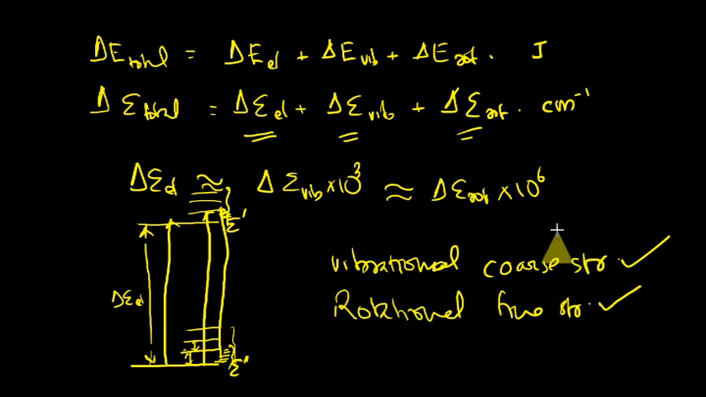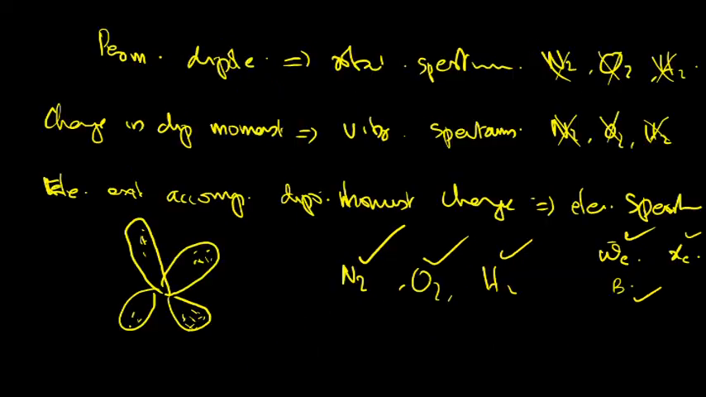Due to that, we will get two types of structure in the electronic spectrum. That is the vibrational coarse structure, which is due to the accompanying vibrational transitions. And we will get a rotational fine structure, which is due to the accompanying rotational transitions. Then we were talking about which type of molecules can give rise to the electronic spectrum. We saw that any electronic transition in any molecule will give rise to a dipole moment change because of the difference in the distribution of the electrons around the molecule. Therefore, all electronic transitions are accompanied by a dipole moment change, and therefore all molecules can give rise to an electronic spectrum.